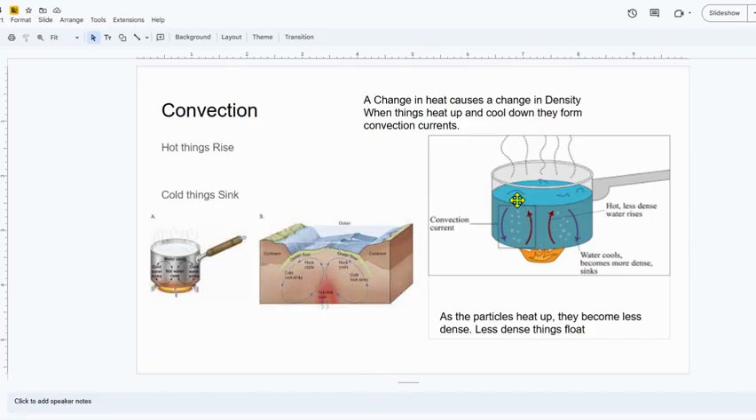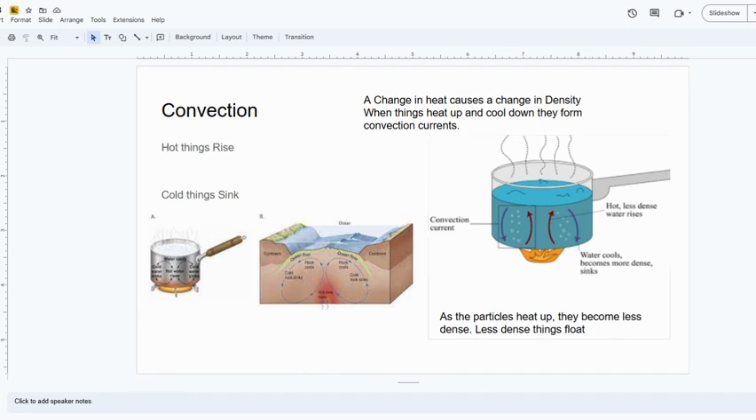Well, now I'm up here and it's getting cool. If it gets cool, the volume is going to go down. If the volume goes down, that means the density is going to go up. And if the density goes up, you are going to sink. And that's the concept of a convection current.